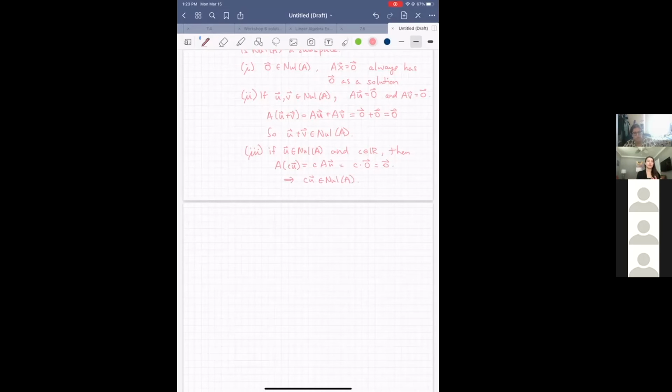Okay, so we verified all three conditions. That means that this is a subspace. So the null space of A is a subspace. Done.